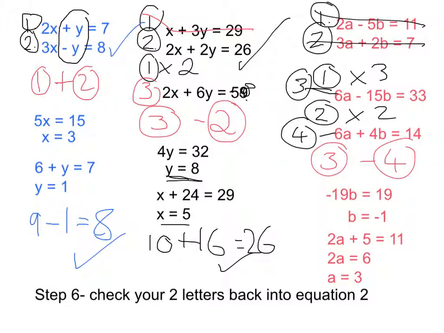And my last example, remember I'm checking on equation 2. 3 times a, well 3 times 3 is 9. 2 times b, so 2 times minus 1 will be minus 2. 9 take away 2 is 7, which I've got there, so I know that is correct.